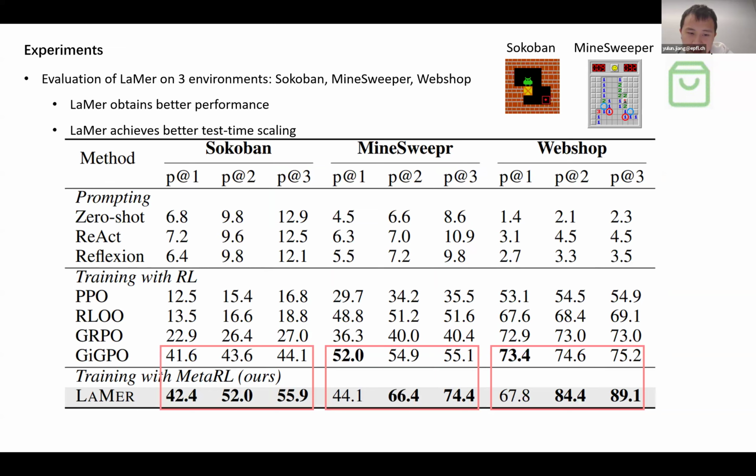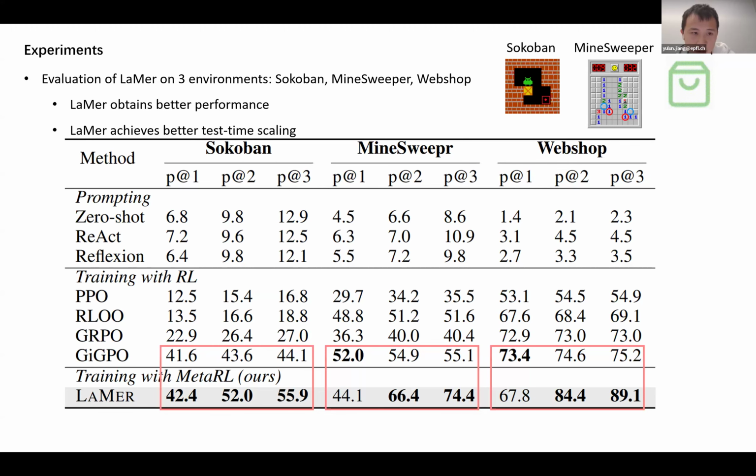you see that for the RL-based algorithm, this difference is usually kind of small. But for the meta-RL algorithm, since you can adapt from the previous experience, the difference is usually much larger, like up to 10 or 20%. So this means that the meta-RL trained agents can achieve better test time scaling compared to these RL algorithms.